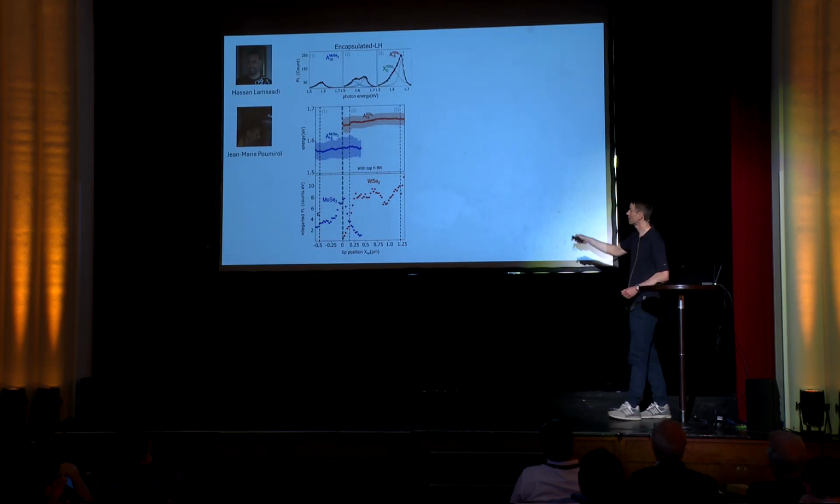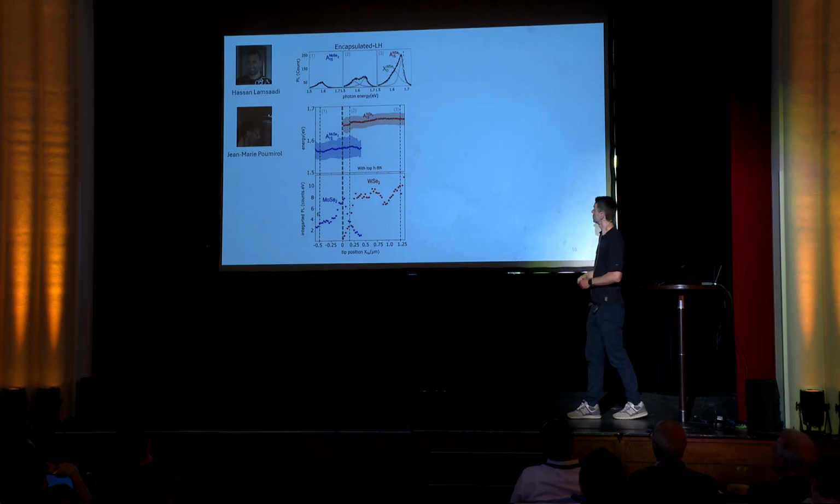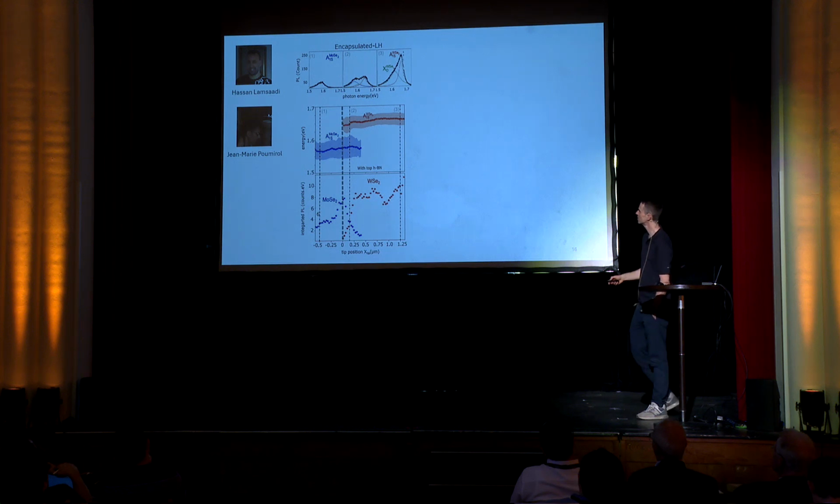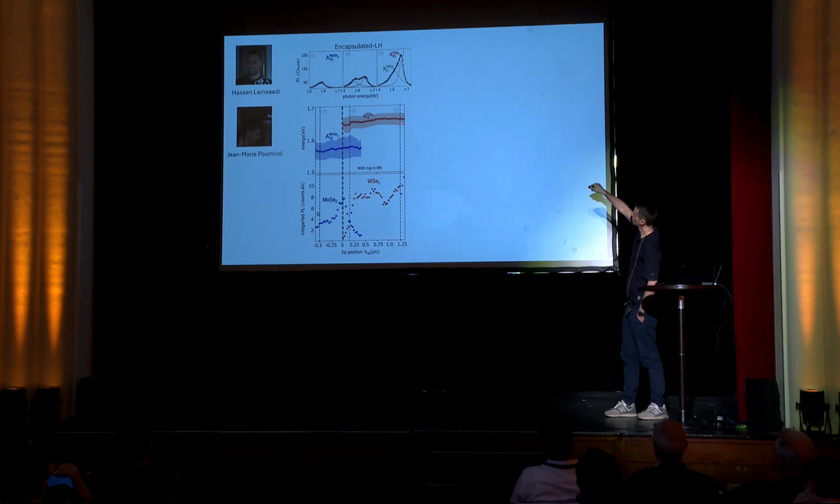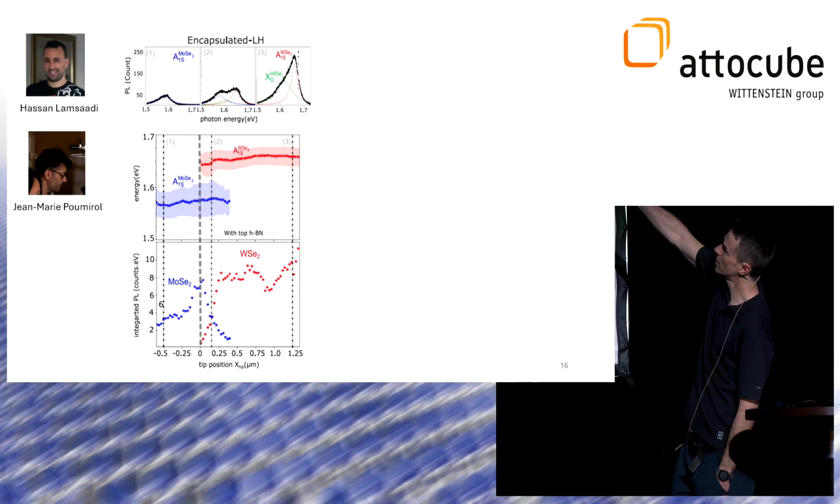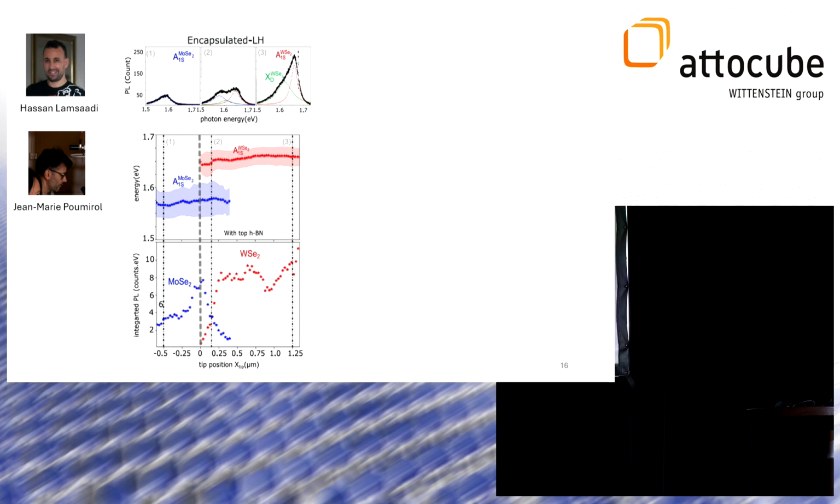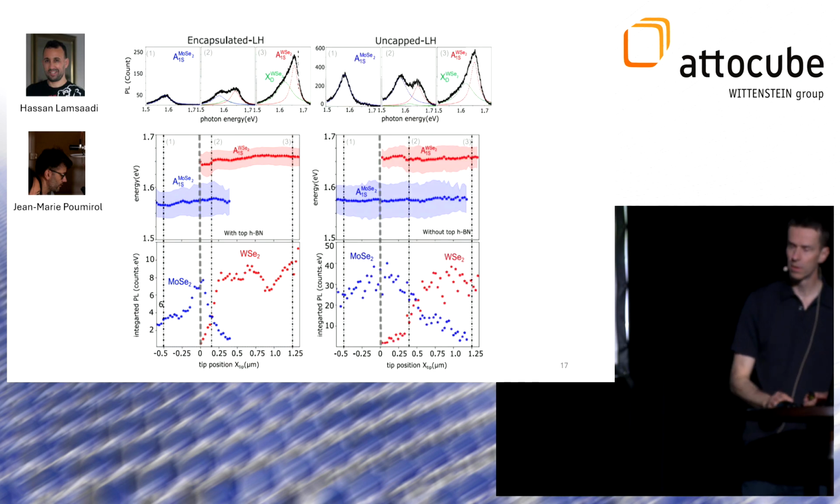So here, Hassan and Jean-Marie have really done some incredibly systematic work on many, many junctions. What you see here is an average of that. Here we position our excitation. We then slowly move across and see what kind of material emission we detect. You can see the MoSe2 emission starts already while the tip is still on this side of the junction. Okay? This is a fully encapsulated sample.